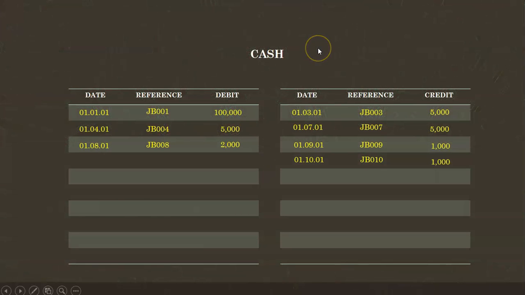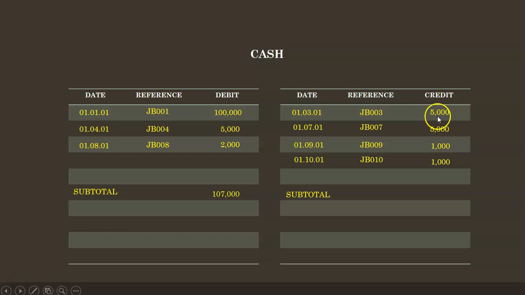Okay, yan. Ito na yung ating cash. Okay, or ito na yung ating ledger or the page for cash. So, the first thing that we need to do is to get the subtotal, okay, of each column. Okay, the debit, of course, and the credit. Okay, let us total the debit side. 100 plus 5, 105 plus 2, 107. And correct.